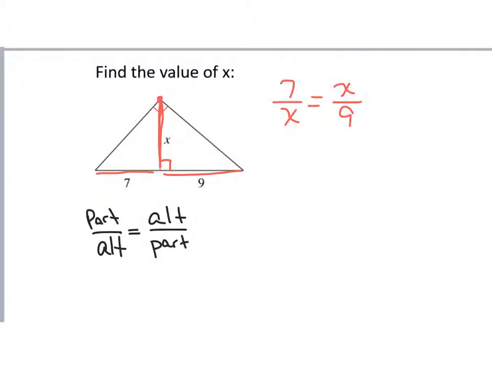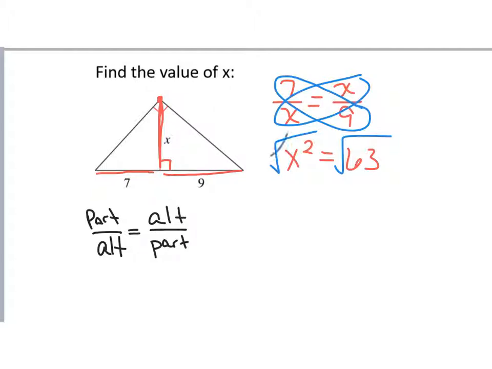So then all I have to do is cross multiply. x times x is x squared, and 7 times 9 is 63. Then to get rid of my square, I need to square root. So x equals the square root of 63, which is 7.937.